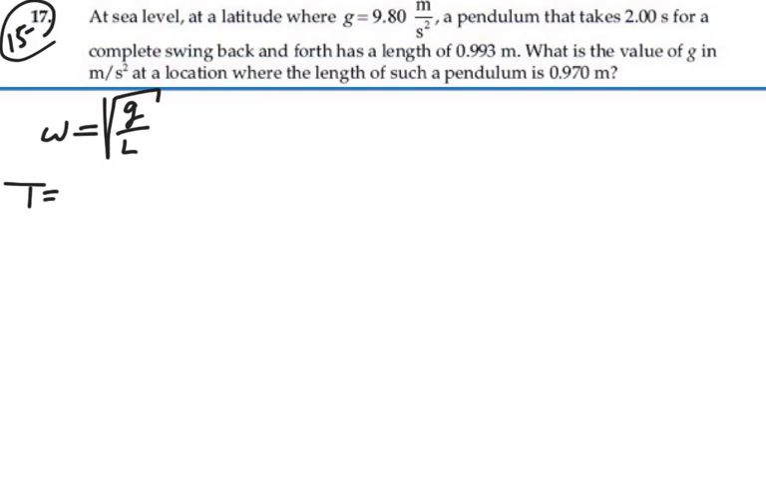So the period in general is 2 pi over the angular frequency. That's going to be 2 pi times the square root of L over g. So this relates the period of oscillation for a pendulum to the square root of its length. I want to solve this for g because we're going to be trying to calculate g. And so let's square both sides.